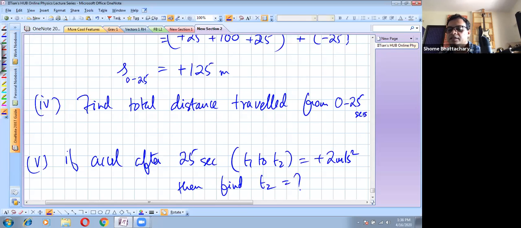Very good, Aman. That's the correct answer. And Ritika, that is the correct answer. Your answer to the fourth part is correct. And Aman, your answer to the last part is correct. Yash, you have to just check your answer once.